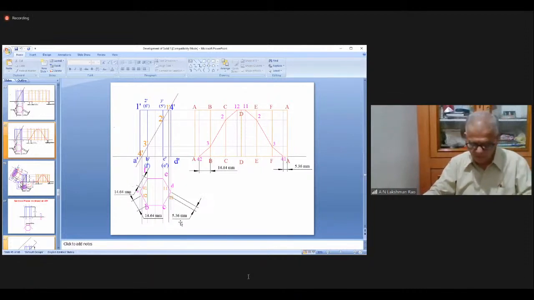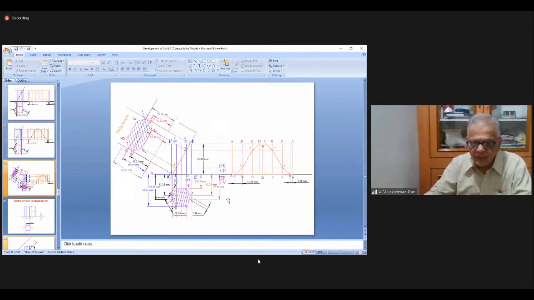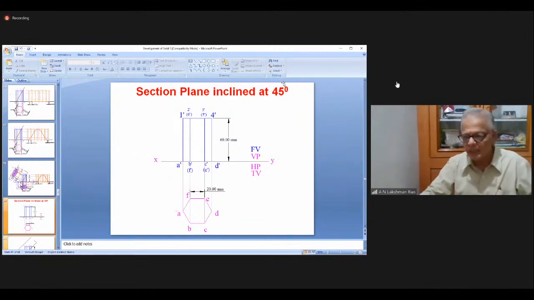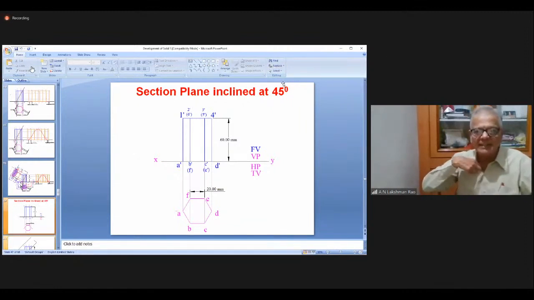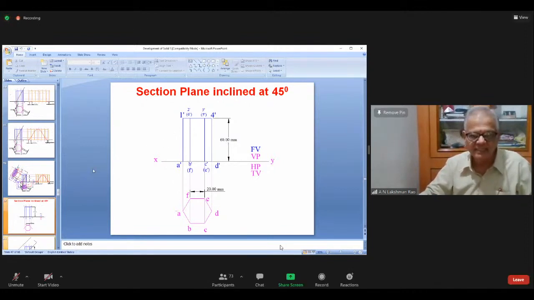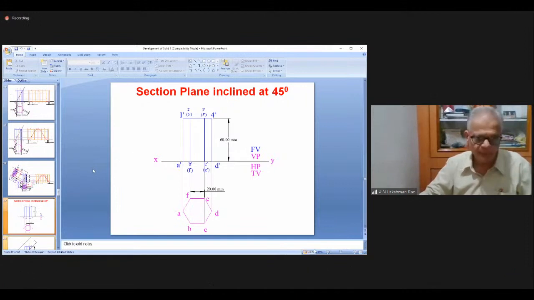Right. Now what will we do? We proceed to another same problem, where the section plane is inclined at 45 degrees. The students' time is over now. We will continue tomorrow. Tomorrow I will discuss your first question paper completely. I will complete sections and development tomorrow, and also discuss the question paper.